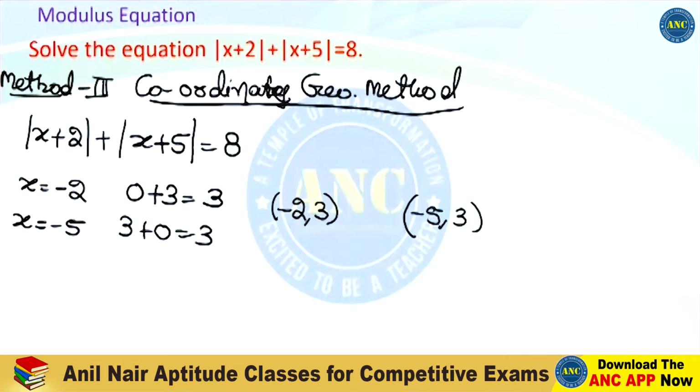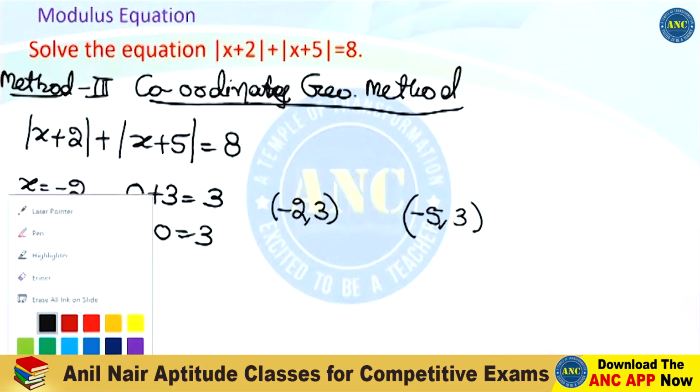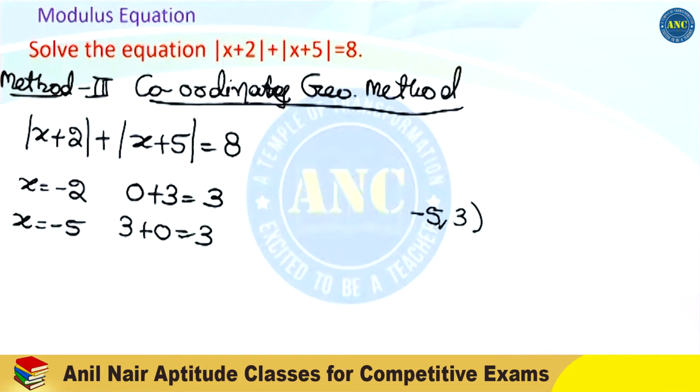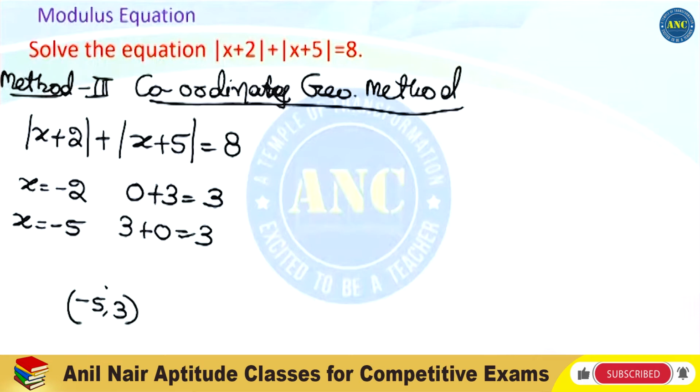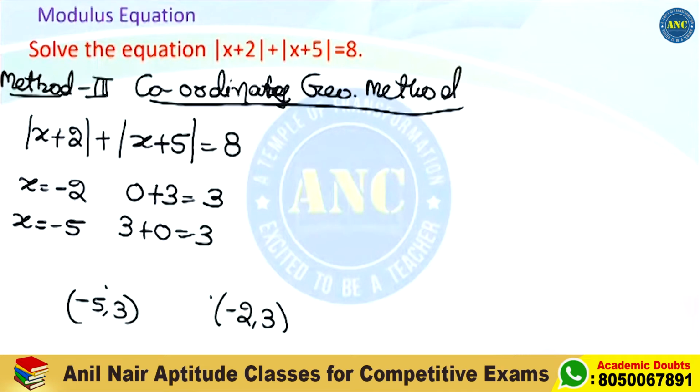Let me see what is happening to a point. Let me write down the reverse case, so that we are mathematically correct. This is minus 5 comma 3 and it is minus 2 comma 3. Listen carefully, sir. At x equivalent to minus 5, y value is 3. At x equivalent to minus 2 also, y value is 3.